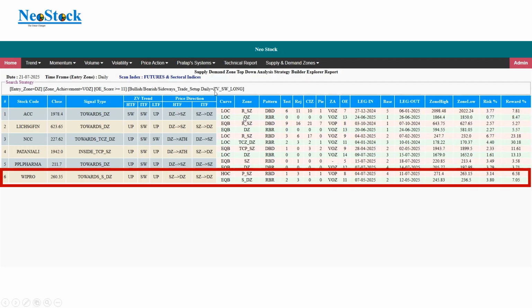And what type of trade is it? It is a monthly income trade, because entry time frame is daily. Entry time frame daily means it is a monthly income trade. So monthly income trade. Already this zone is tested 2 times. Strictly speaking, including rejections, 3 times it is tested already.